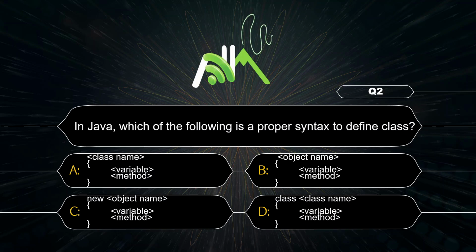In Java, which of the following is the proper syntax to define a class? Here, the correct answer is D, because to declare a class in Java, you should start with the class keyword, and this class keyword should be written in small letters only, followed by the class name, and then you have the class body, which consists of variables and methods enclosed in curly braces. So the correct answer is D here.